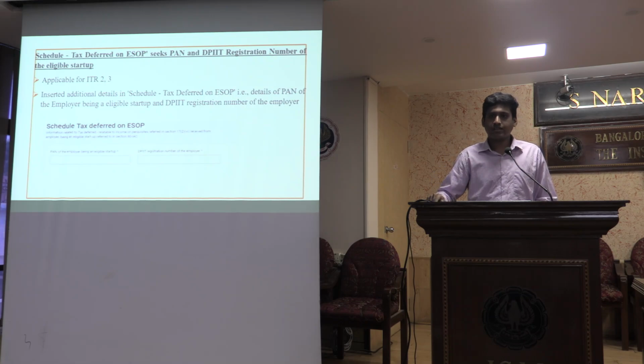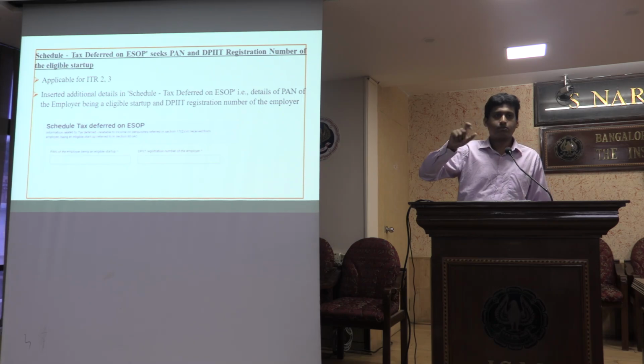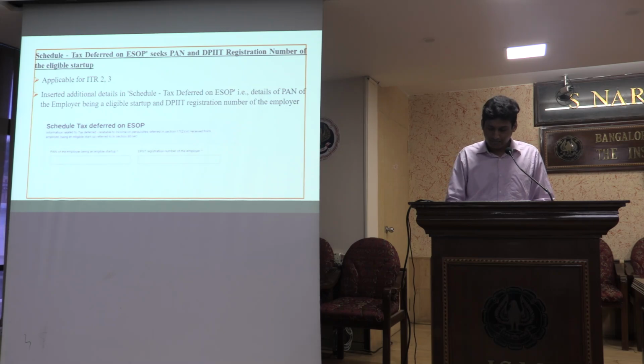Because in ITR 6 also we have an option to disclose the DPIIT number if you are an eligible startup. So maybe to have some sort of a cross connection, this is a new amendment that is being made in the ITR. Excuse me, it's only related to new companies, startup companies? Yes. Not others? Not others. Only for eligible startups there is this relaxation. For other companies, normal tax deduction happens at the time of allotting the ESOPs.